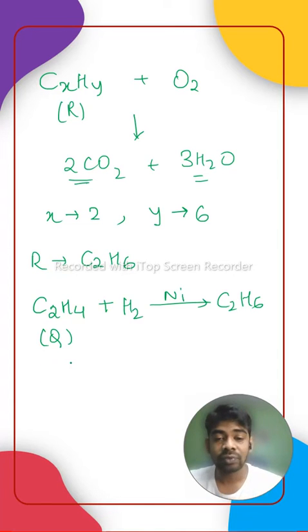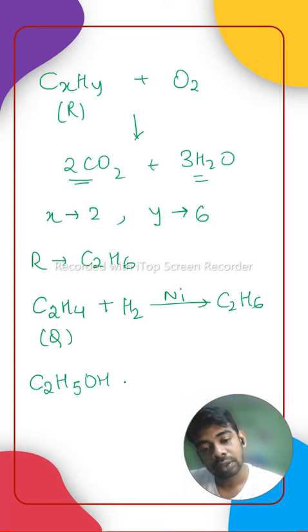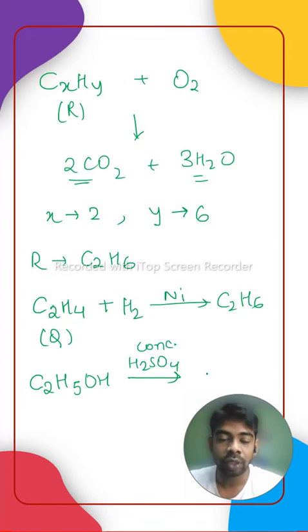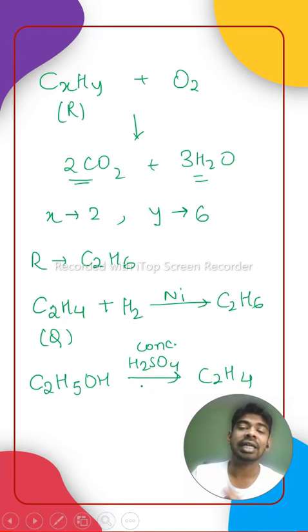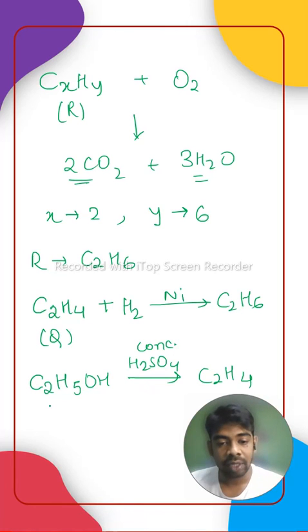So now we have got an alkene, which we get from dehydration. So here the chemical formula for P would be C2H5OH. And if you present that in concentrated H2SO4, that is going to give you C2H4. And apart from that, you will get H2O as your byproduct. So these are the equations and this is how you can identify what are P, Q and R.